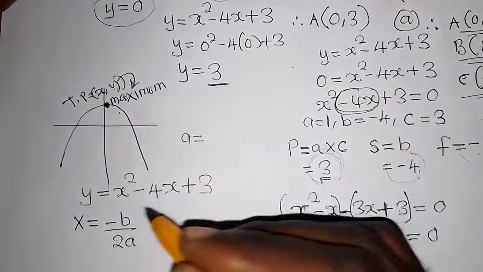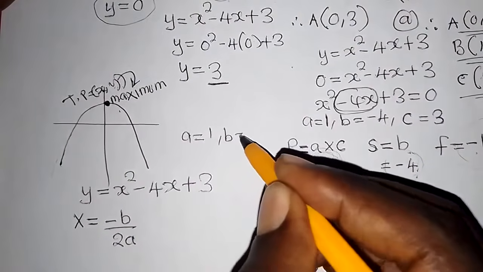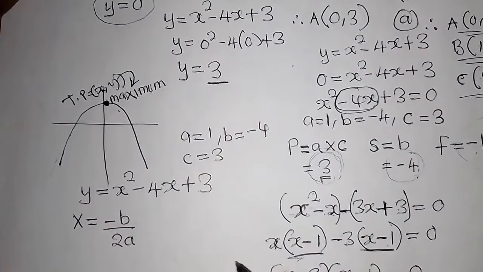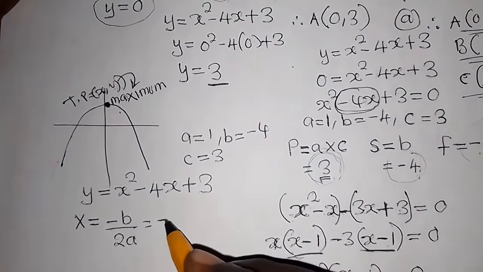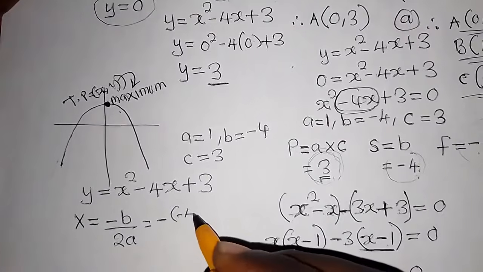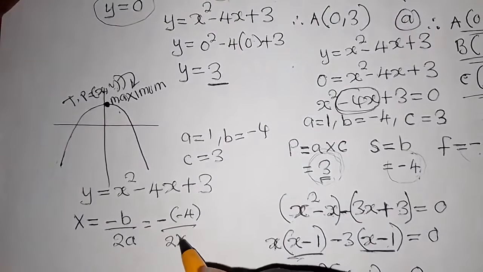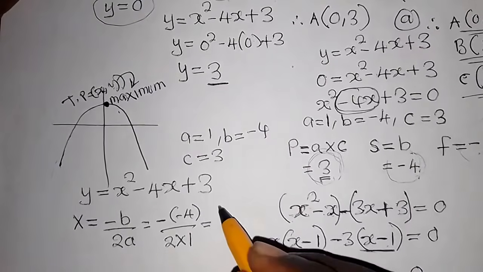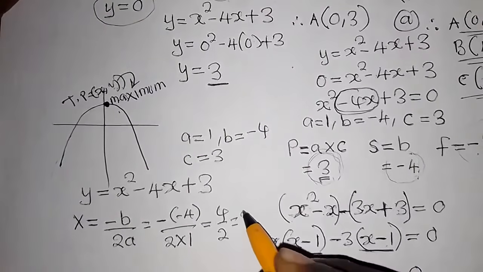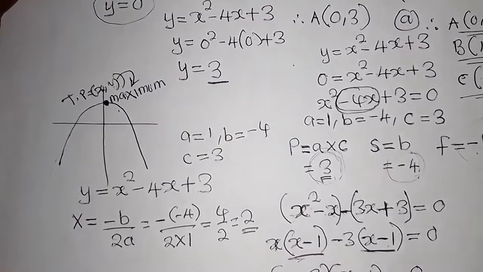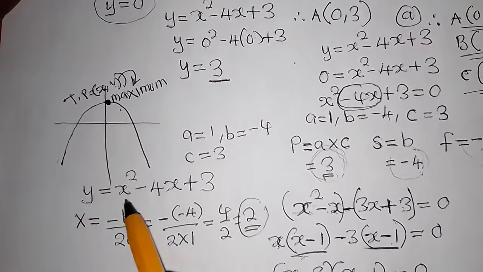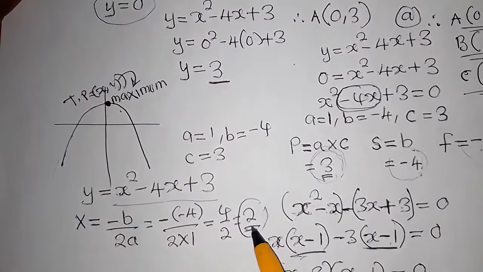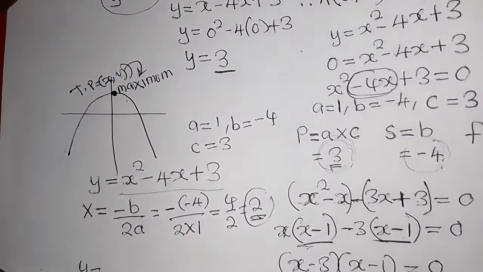Where we know what is our a? 1. What is our b? Negative 4. What is our c? 3, like this. So turning point x is equal to negative b, negative so over 2 times 1, which is equal to, a is 1. So 4 over 2, which is equal to 2. So x is what? 2. So since x is 2, we get this same equation. Then where there is x, we put 2. So y is equal to, like this.